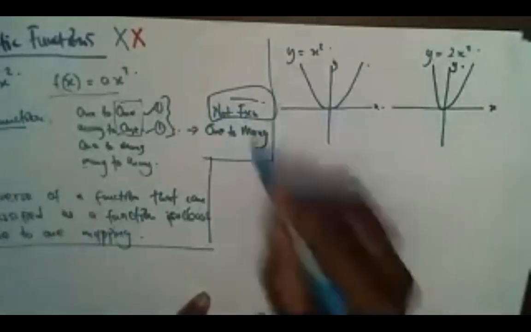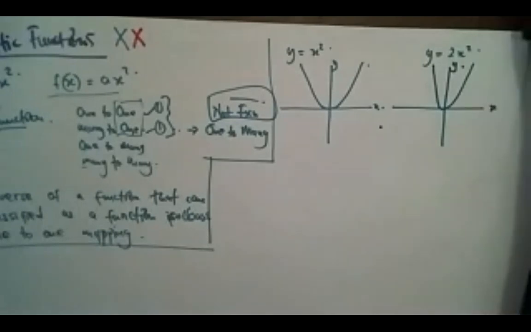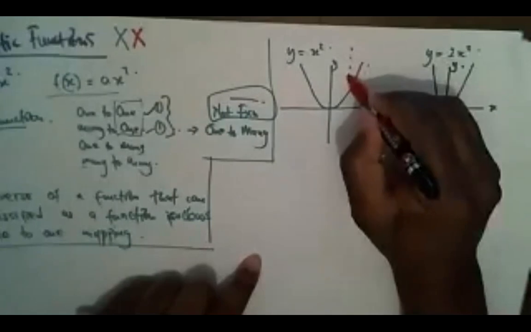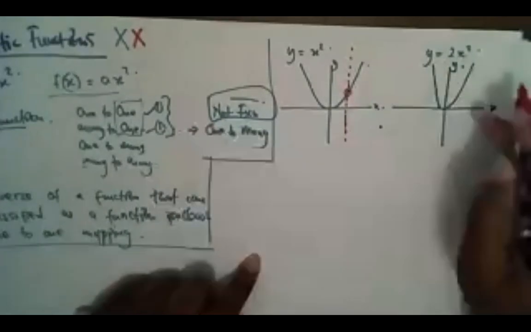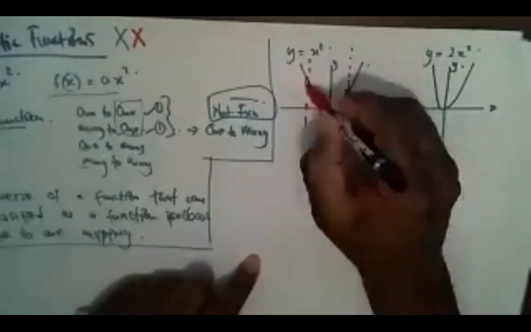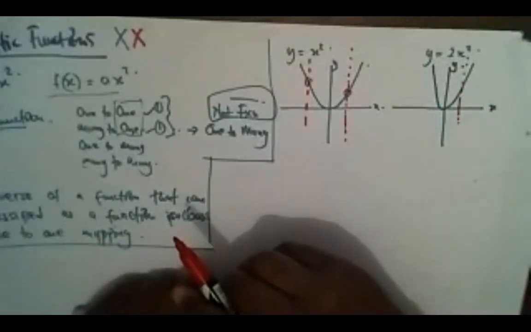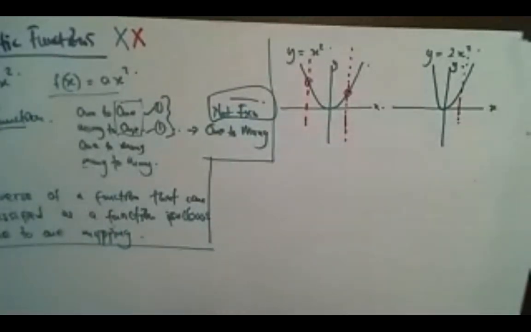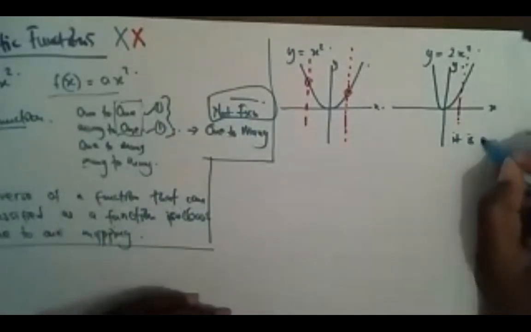So if I have this, is it a function? That's the first thing that I want to know. What do I do? The vertical line test. Does the vertical line cross once everywhere? Yes. It crosses once. Does it also cross once? Yes. Then, wonderful. It is a function.